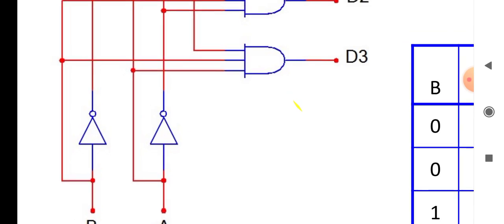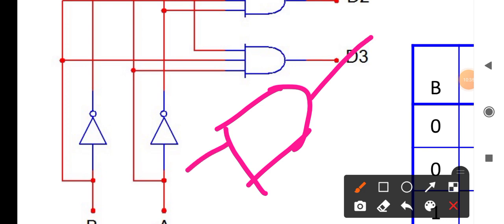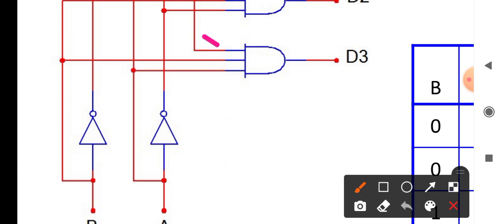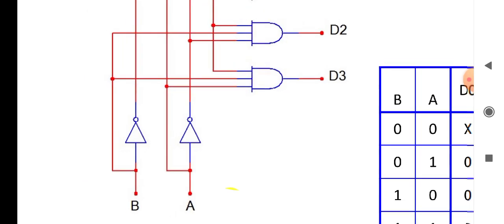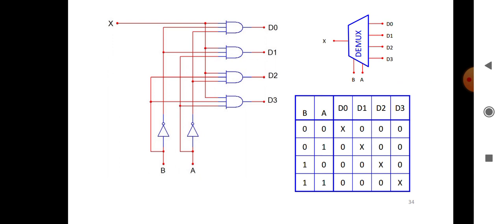Similarly for D3, it should be connected to X, A and B. That is being done here, directly connected to X, directly connected to A, directly connected to B. Then we get 1 here, and the rest of the gates will be 0. So the data selector lines will select which input should be given to which output. That is selected from the data selector lines.